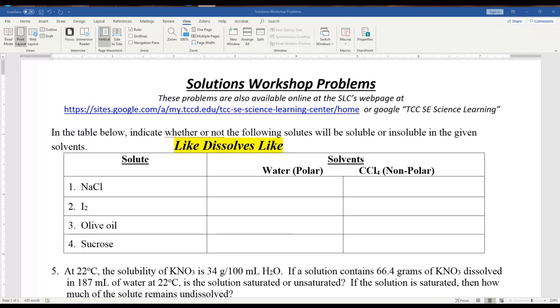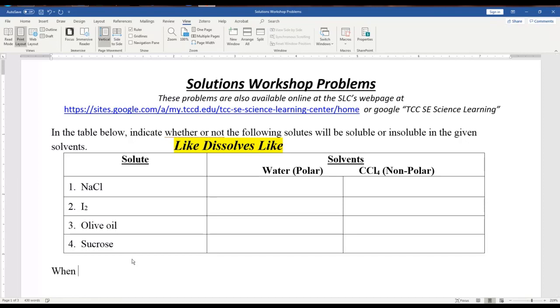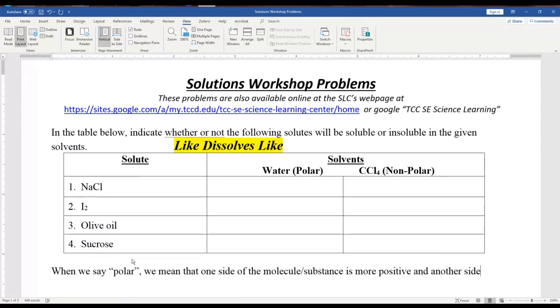Basically, what polar means is that, and actually I'm going to go ahead and write this on the page, but essentially, when we say polar, we mean that one side of the molecule/substance is more positive and another side, usually the opposite side, is more negative.